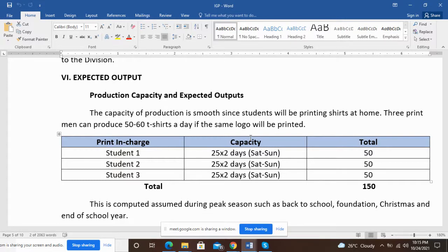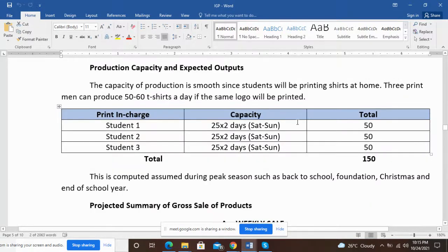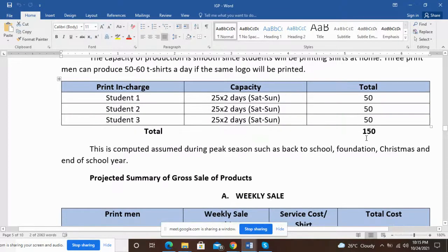So we have here 25 shirts in a day, times two because it's only Saturday and Sunday. Because Monday to Friday will be modules, the time for answering modules. So that's why my IGP project will only be on Saturday and Sunday for students' availability and time. Okay, so it will not conflict with their time in answering their modules. And so a total of 150.